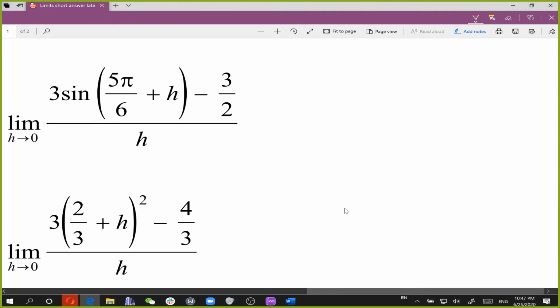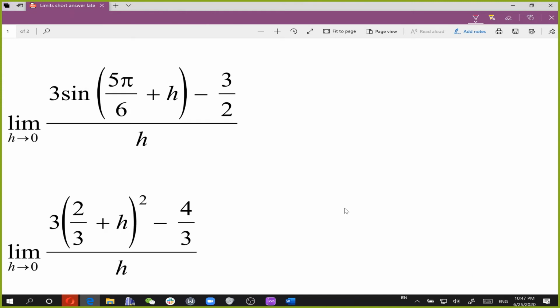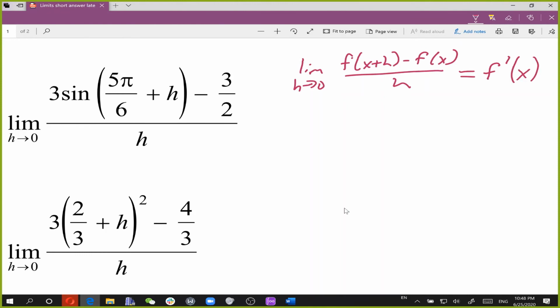If I want to solve this using the formal definition of a derivative, the formal definition says the limit as h approaches 0 of f of x plus h minus f of x over h is equal to the derivative of f of x. Using that, right now my function is 3 times the sine of my x value. So I could say f of x is 3 sine x.